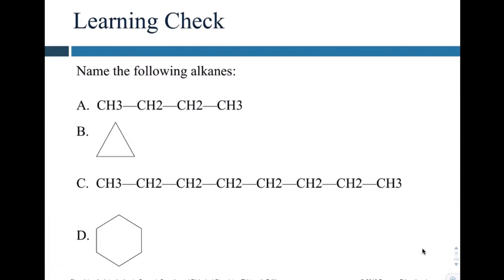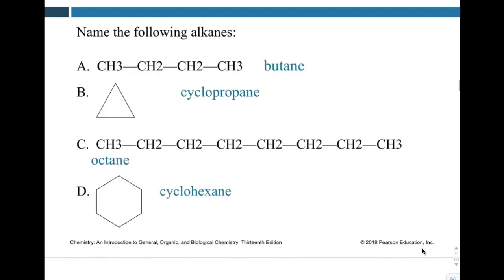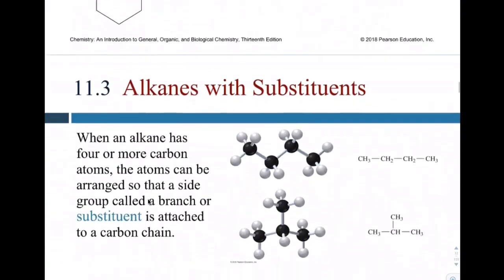Let's try one more time naming these 4. Make sure that you're pausing and you're actually doing the work, so active learning here, practicing, and then only moving forward after you've got your own guess. So for A, we have butane. We've got 4 carbons here. B, we've got cyclopropane. We've got 3 carbons in a cycle, a ring. Octane for 8 carbons. Cyclohexane, 6 carbons in a circle and a ring.